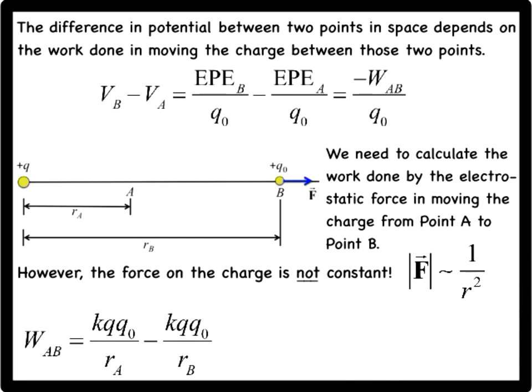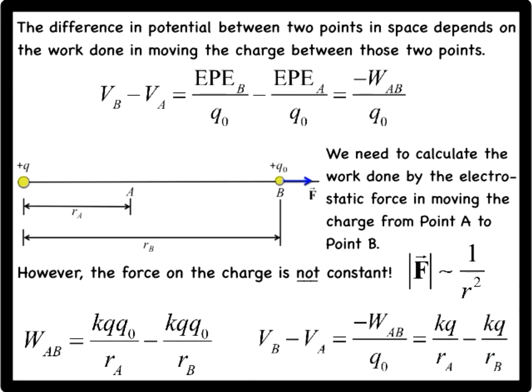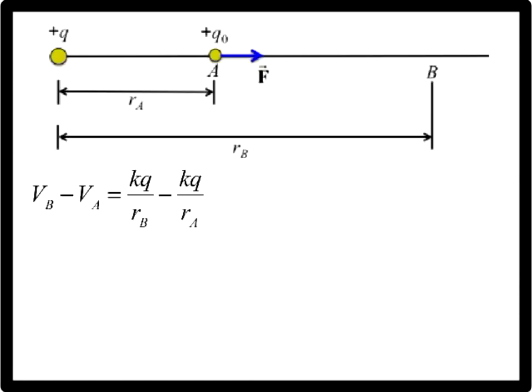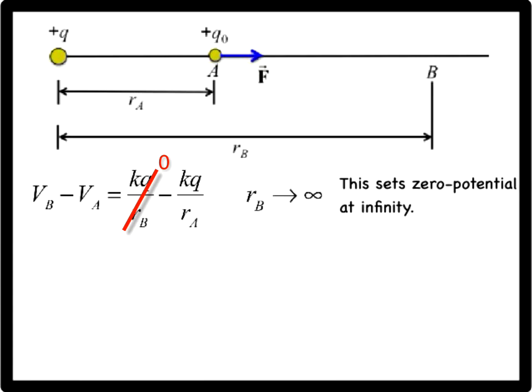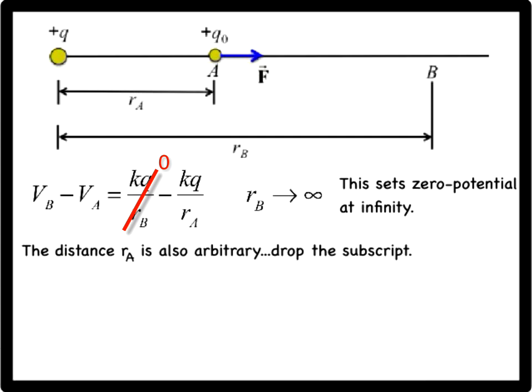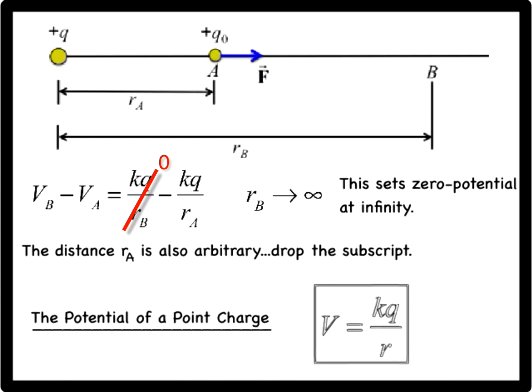We can now substitute this expression for WAB into the equation for the potential difference. The two distances that define the location of points A and B, namely RA and RB, are arbitrary. We can let RB be at infinity. Thus, that term becomes equal to 0, and it is customary to set zero potential at infinity. And since the position of point A is also arbitrary, it is standard convention to drop the subscript and write the potential in the following form. This is how you calculate the potential at a distance r from a point charge.